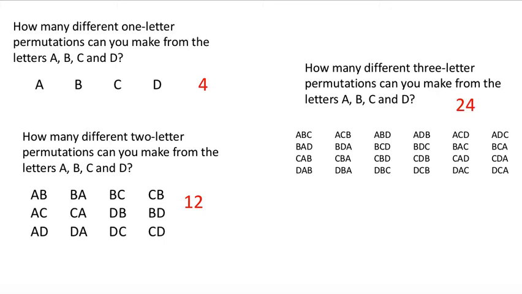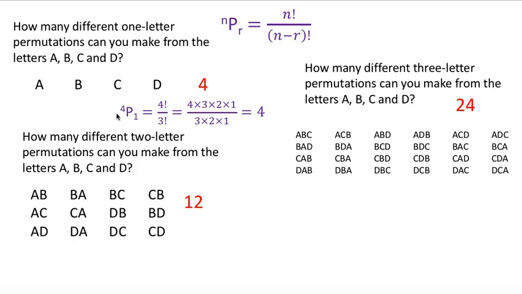There's got to be an easier way to do this. That's with this formula. nPr is n factorial divided by (n minus r) factorial. So n is how many things you have. Here we have 4 letters, and I choose 1. r is how many you choose. So it's 4P1, which is 4 factorial divided by 3 factorial. So basically you just cancel that lot out, and you get 4.